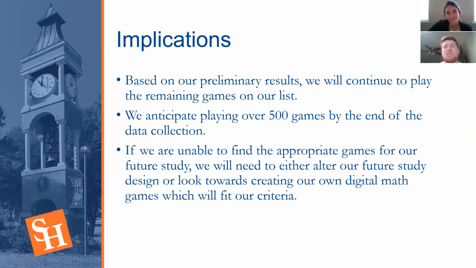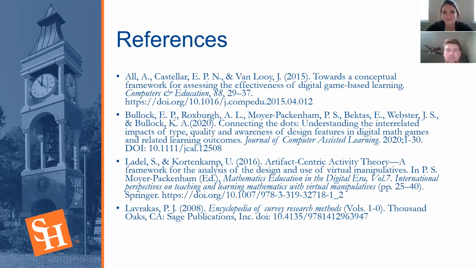So for our implications, based on our preliminary results, we will continue to play the remaining games on our list because we have quite a few left. We anticipate playing over 500 games by the end of this data collection. If we're unable to find the appropriate games for our future study, we're going to need to either alter our future study design or maybe look towards creating our own digital math games, which will fit our criteria.